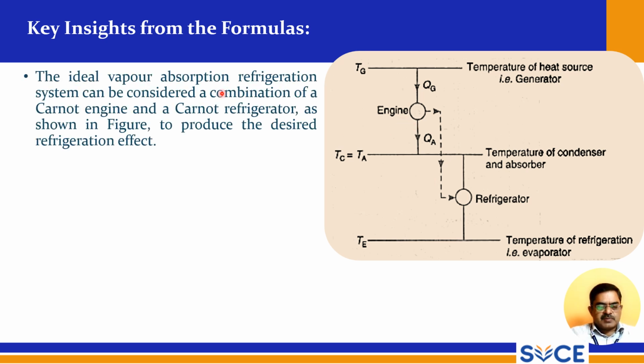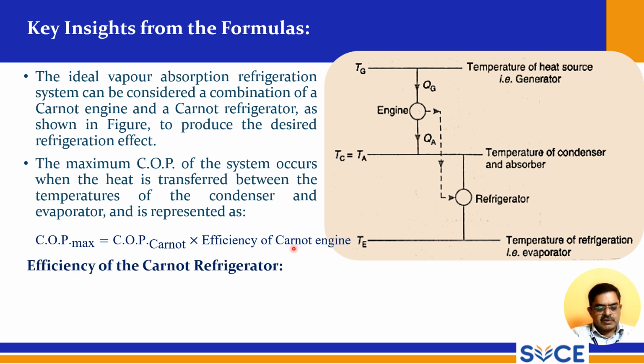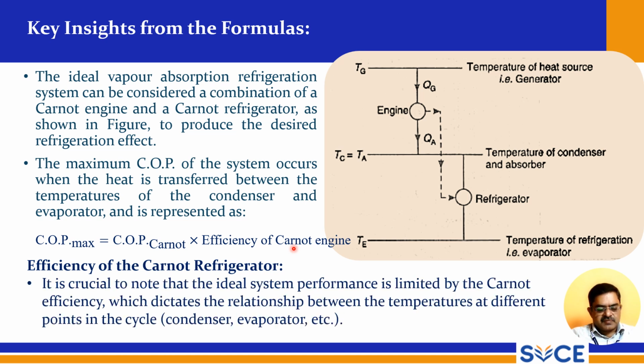The ideal vapor absorption refrigeration system can be considered a combination of a Carnot engine and a Carnot refrigerator, as shown in this figure, to produce the desired refrigeration effect. The maximum COP of the system occurs when the heat is transferred between the temperatures of the condenser and evaporator, and is represented as COP max equals COP Carnot into efficiency of the Carnot engine. So the system is considered as a Carnot engine here, times the efficiency of the Carnot refrigerator.